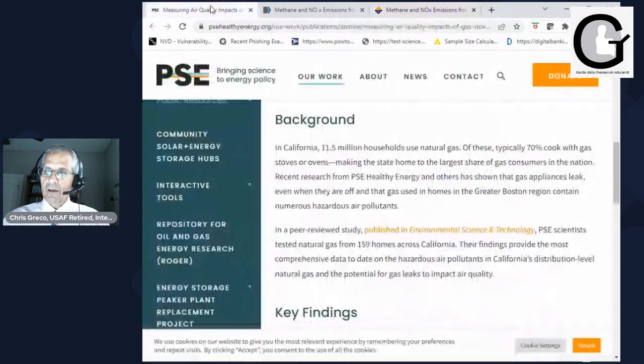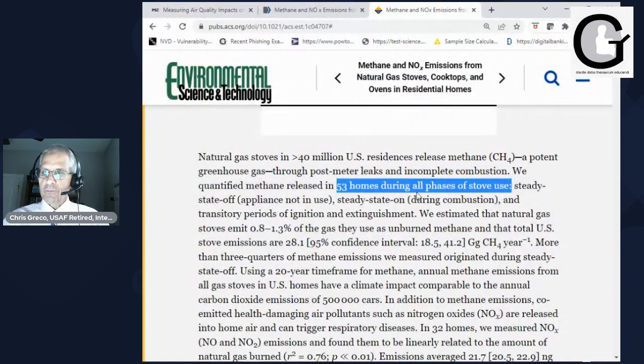Now, they say here 159 homes across California. Here it says 53 homes. So I don't understand that numerical disparity. Maybe somebody can tell me this.